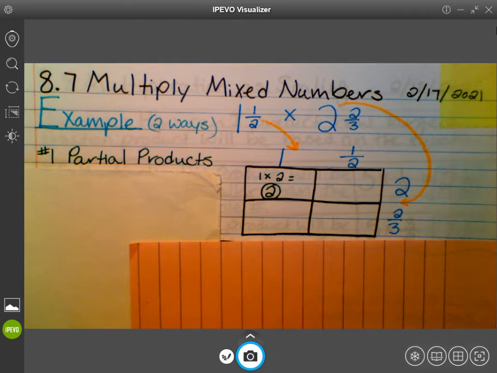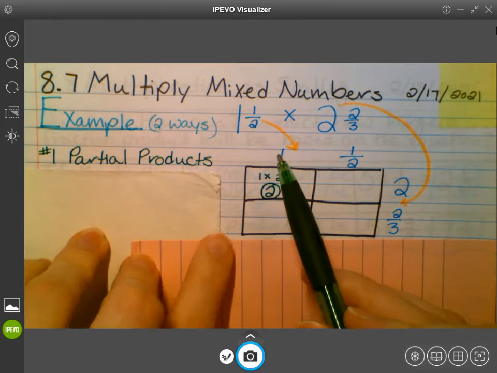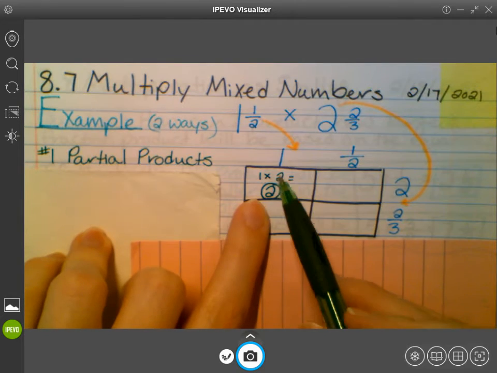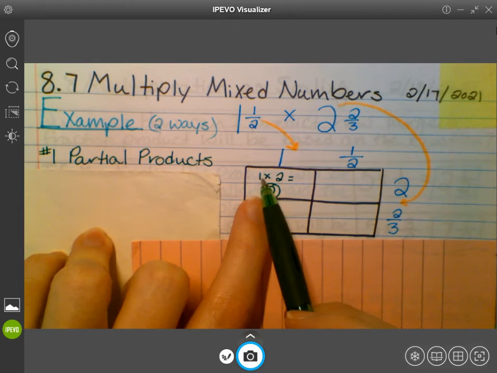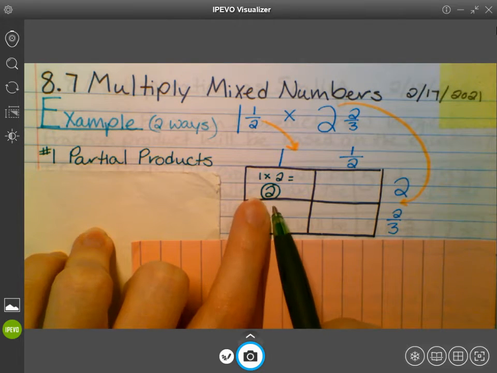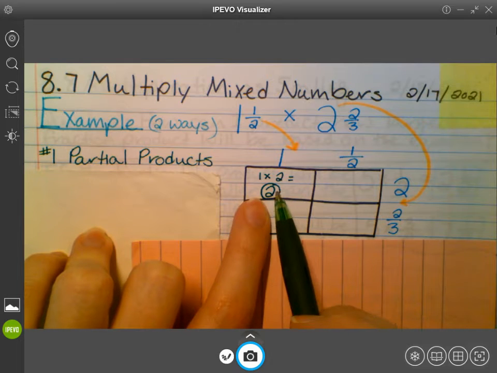Okay, so when we have it all set up, then what we do is, so here, this box, you can see how it coincides with the 1 and the 2, right? So we multiply those two together. 1 times 2 equals 2. And I circle the answer. That way I don't accidentally pick another number in this box. 2 is the answer to that problem.